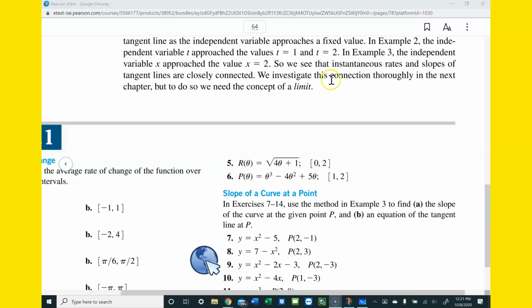It tells us we investigate this connection thoroughly in the next chapter, in other words, in chapter 3. But to do so, we need the concept of a limit. And we're going to develop the concept of a limit much more precisely throughout chapter 2.